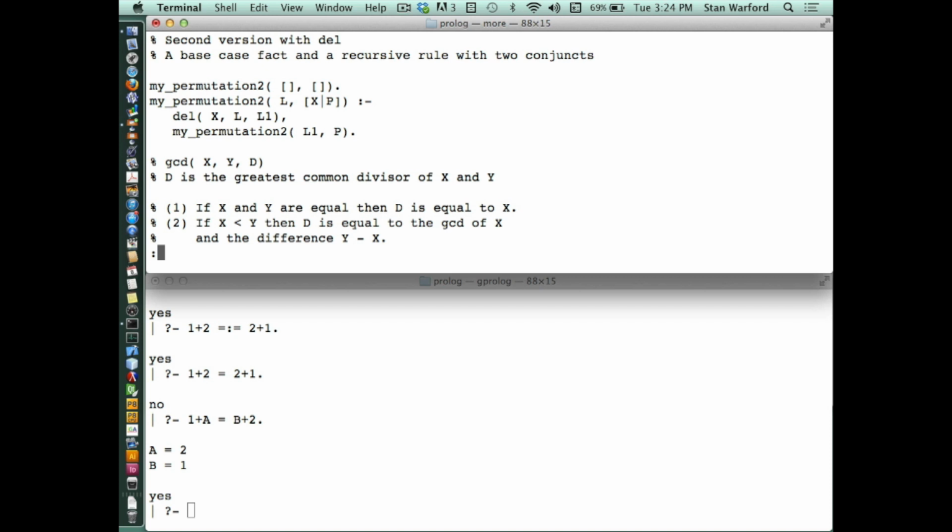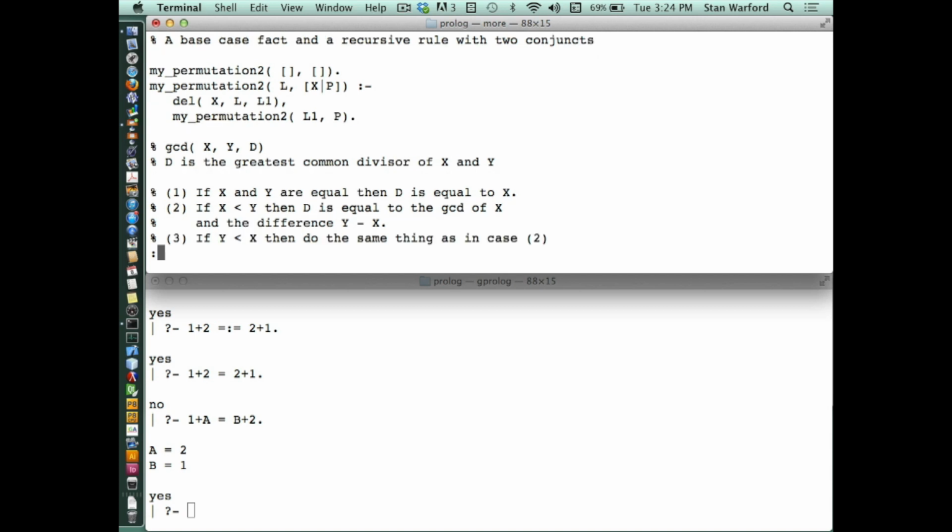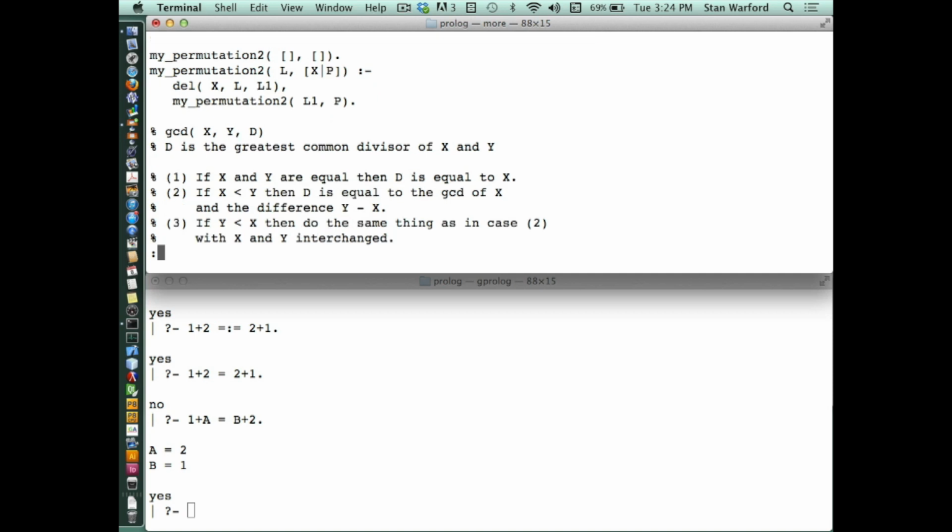Because then it would do the greatest common divisor of 10 and 20, and then it would do the greatest common divisor of 10 and 10. 10, and the base case would be 10, right? Okay? And on the other hand, if y is less than x, then we do the same thing as in case 2, but with what? Yeah, with y and x switched. With x and y interchanged. Are you with me?